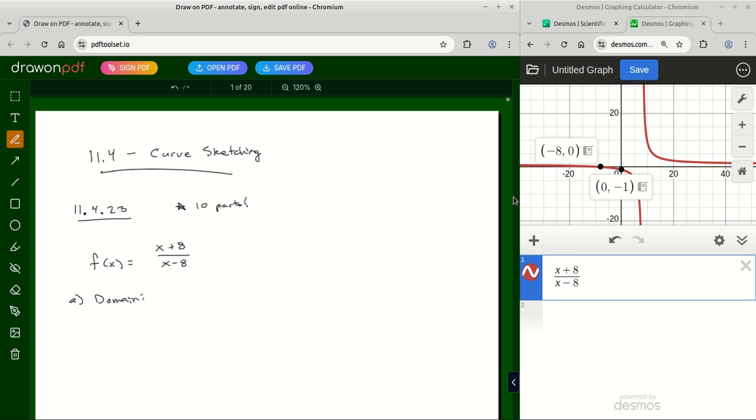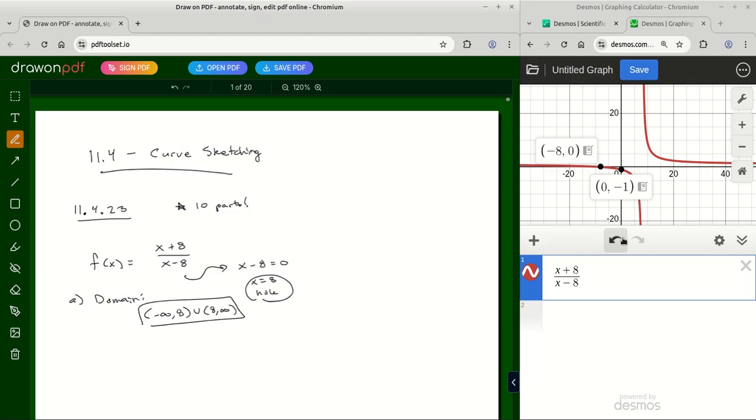So the very first one, it says, Part A, find the domain. Now, the domain is, again, any x values that are possible. And I'm saying, do I have any division? Yes. So I need to take the bottom and set it equal to 0, solve for x. That's a hole. And so I need to go around this hole. And so that would be negative infinity up until 8, union 8 to infinity. And we're done with that.